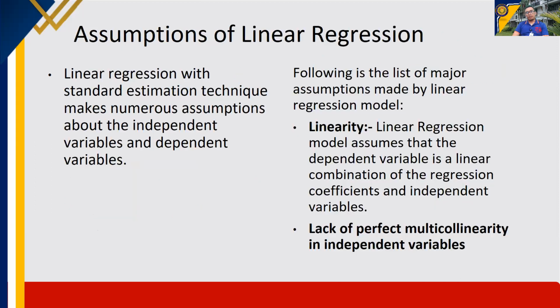So what are the assumptions of linear regression? Linear regression with a standard estimation technique makes numerous assumptions about the independent variable and dependent variable. The following is a list of major assumptions made by the linear regression model, such as linearity. A linear regression model assumes that the dependent variable is a linear combination of the regression coefficients and the independent variables. The lack of perfect multicollinearity in independent variables is another one.